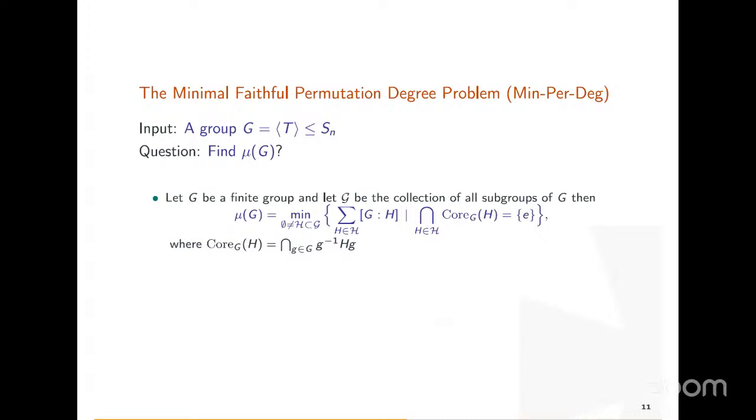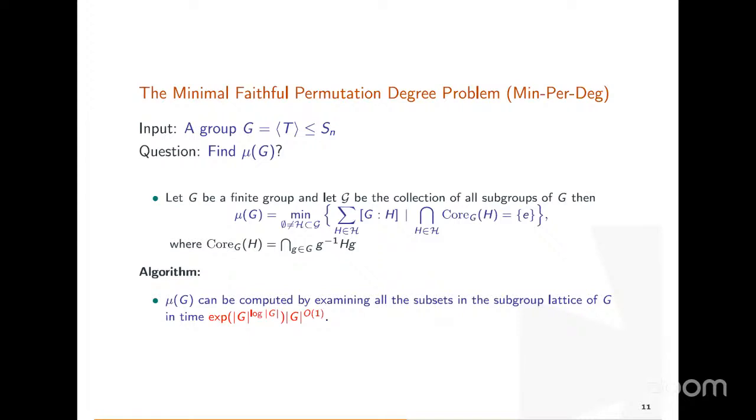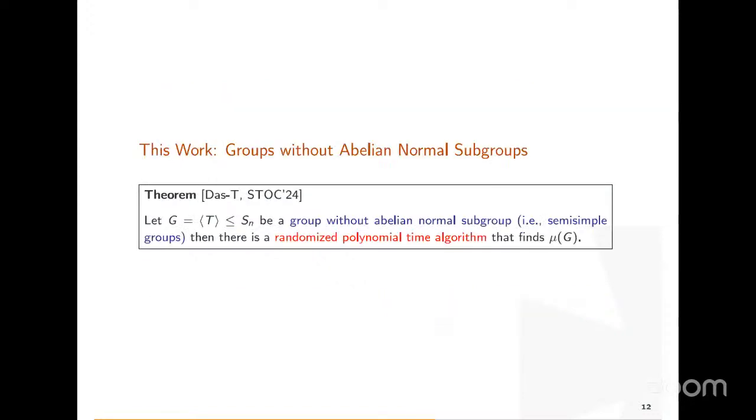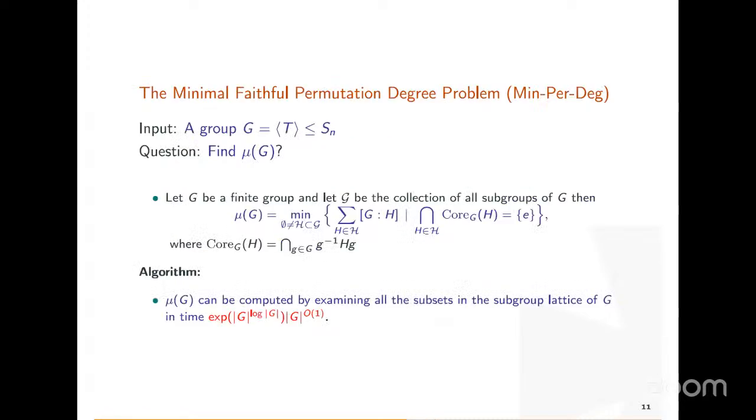There is an equivalent definition of mu(G), which I will not go into in detail, but using this definition we can have a very inefficient algorithm to find mu(G) for a given group. It is not efficient, but we do have an algorithm, because we can find all the subgroups and also find the core of a subgroup H.